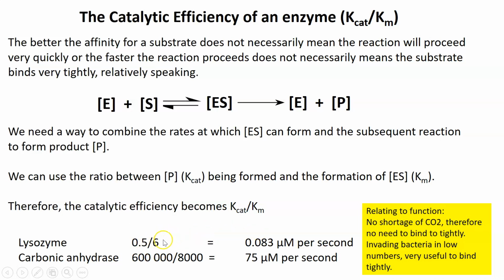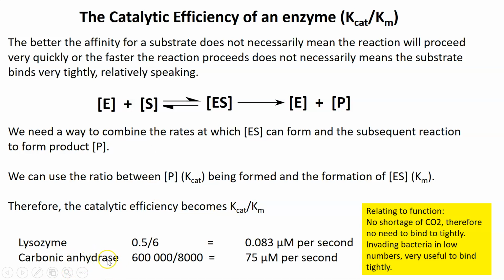And that's why this is represented here as a small KM. In other words, lysozyme will bind to the substrate really quickly. So, evolutionarily speaking, that makes complete sense because there isn't much bacteria in our bodies. We know how dangerous bacteria are, so it's really important that we destroy it as quickly as possible. But in order to destroy it, we need to find the substrate. The enzyme has to bind to the bacterial cell wall. So the affinity has to be tight in order to locate the substrate, in order to locate the bacteria.